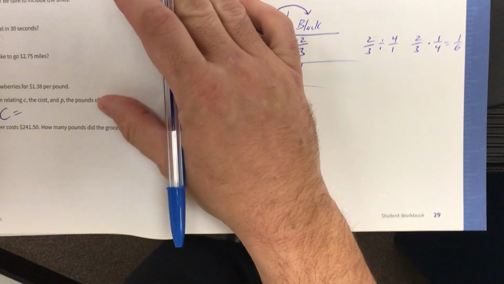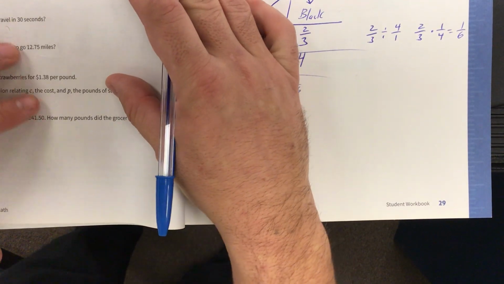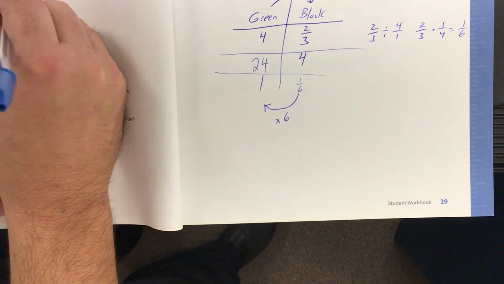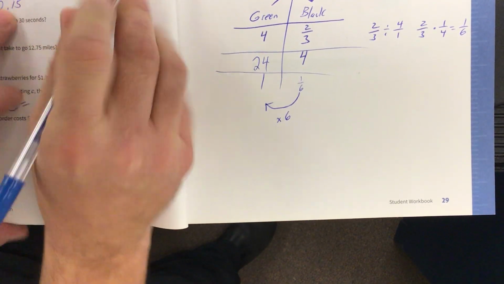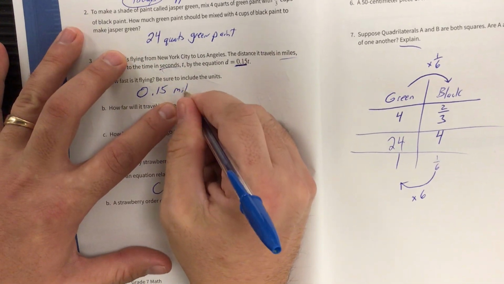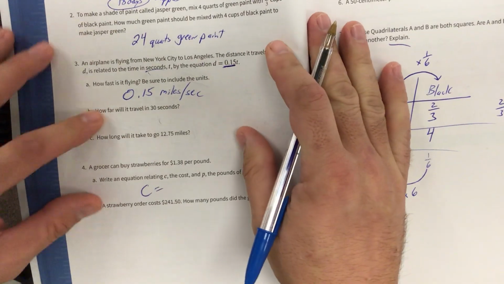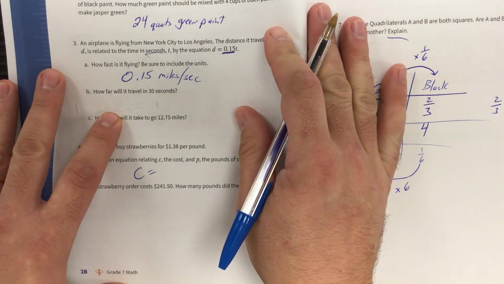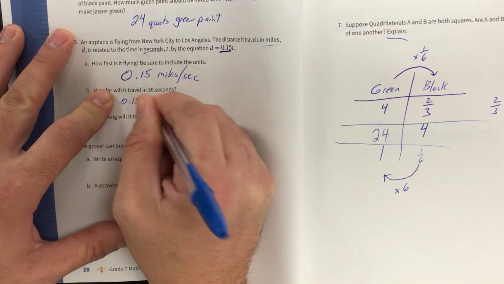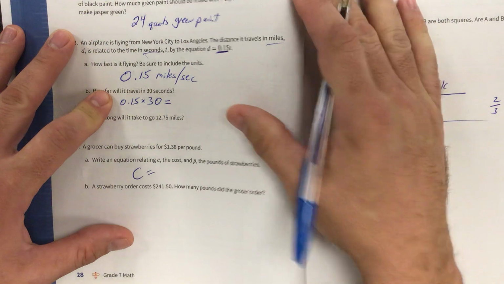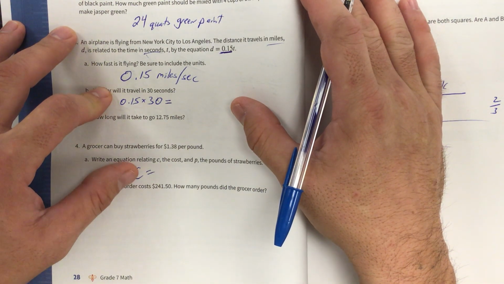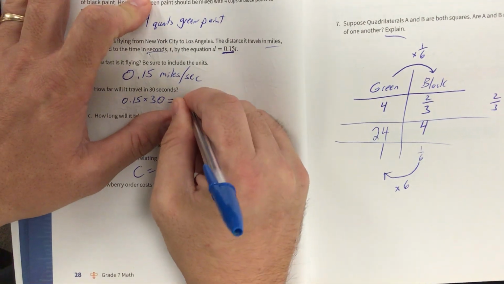Number 3, we talked about AA yesterday, did we not? We did. 0.15. The key was that it was in miles and seconds, so miles per second. So part B, how far will you go in 30 seconds? So you had to take 0.15 times 30. Brody, got that one? 4.5 miles is correct.